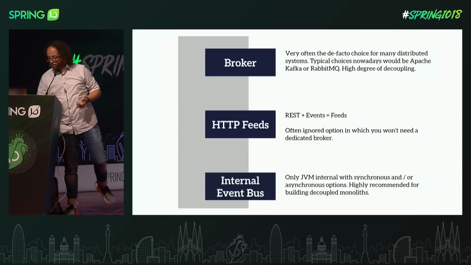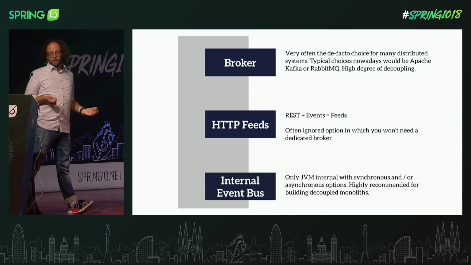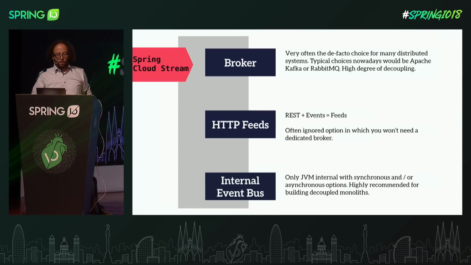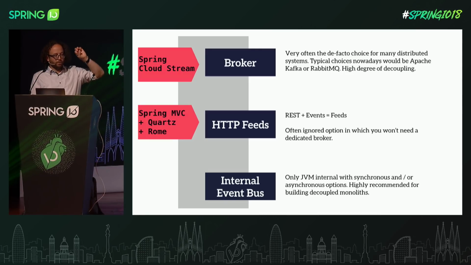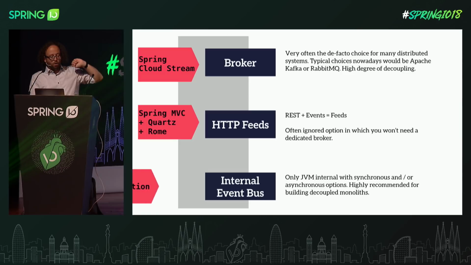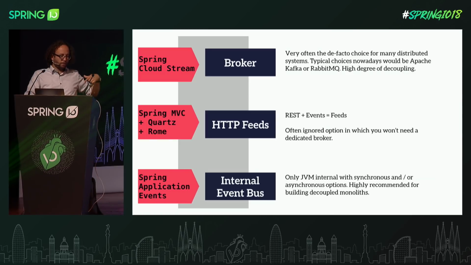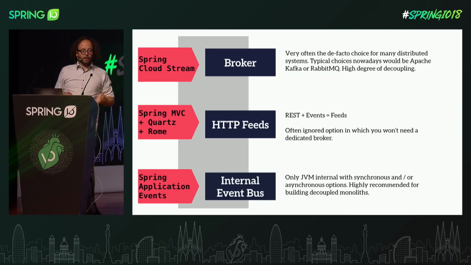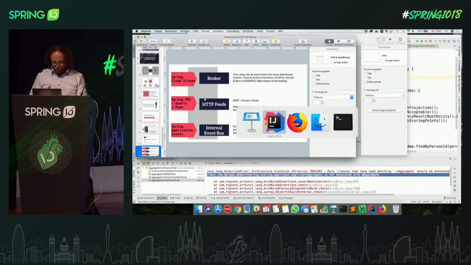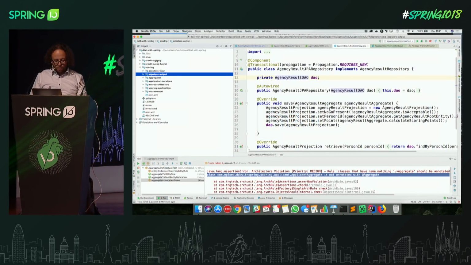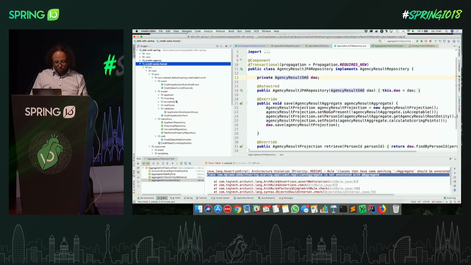Or you can work with an internal event bus. And in terms of the Spring ecosystem, you can work with Spring Cloud Stream in terms of Apache Kafka or Rabbit. You can leverage Spring MVC, Quartz, or Rome in combination to implement HTTP feeds, or you can work with Spring application events. Now, let's quickly take a look at all of those options, because they are all in the case study. Now, I will switch over to the credit sales funnel application.